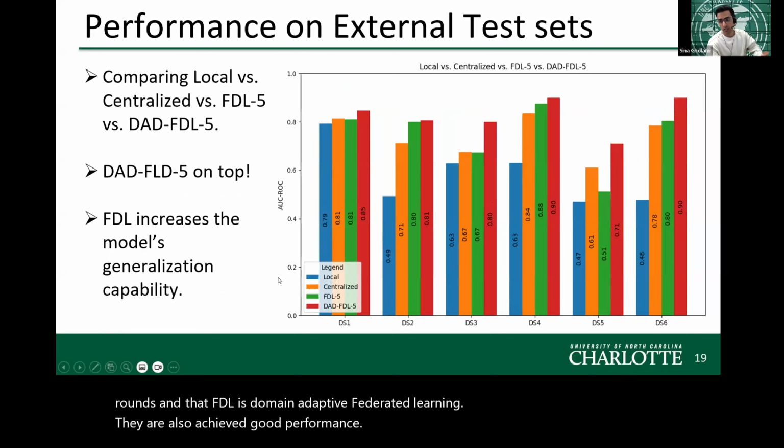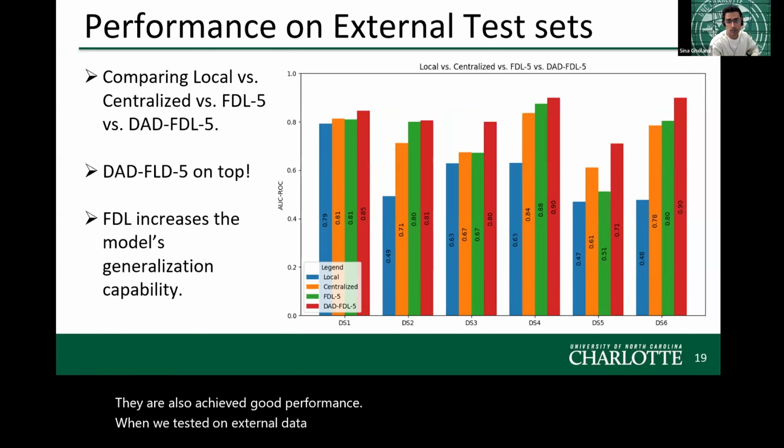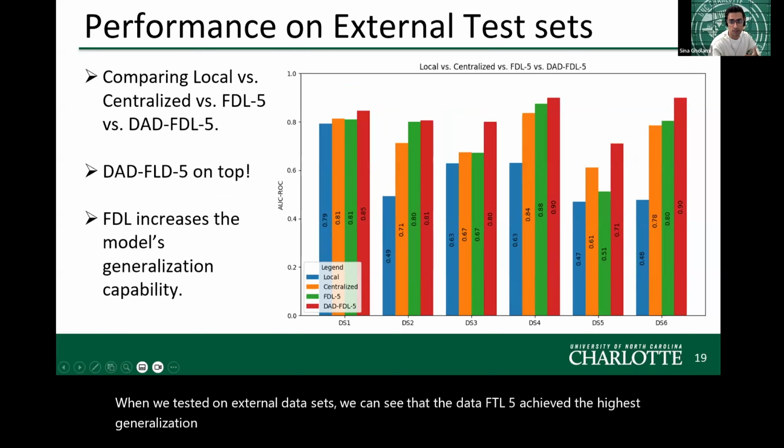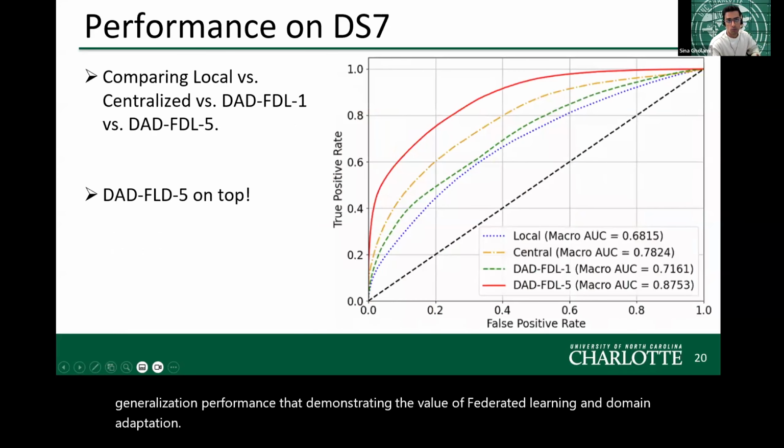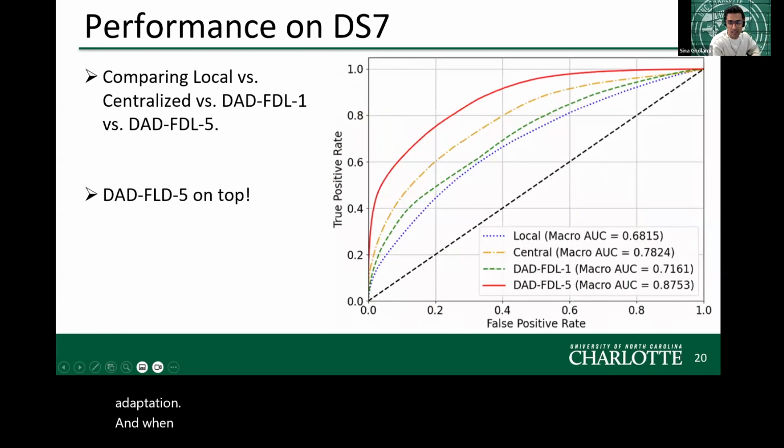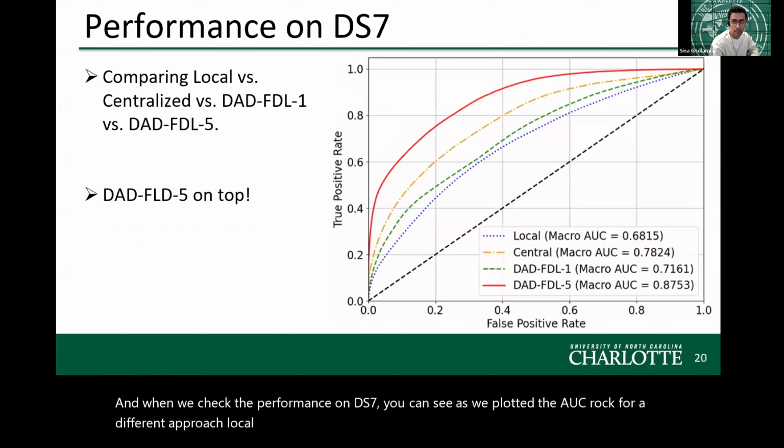When we tested on external datasets, we can see that FDL5 achieved the highest generalization performance, demonstrating the value of federated learning and domain adaptation. And when we check the performance on DS7, as we plotted the AUC-ROC for the different approaches, local, central, and domain adaptive federated learning, you can see again that FDL5 achieved the highest performance.